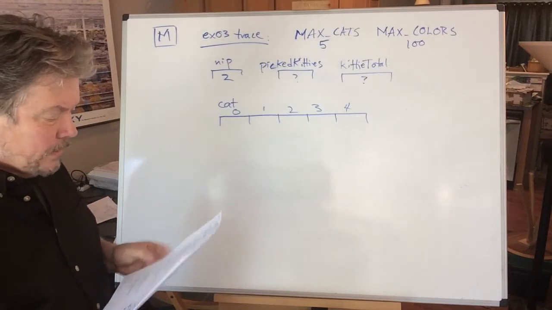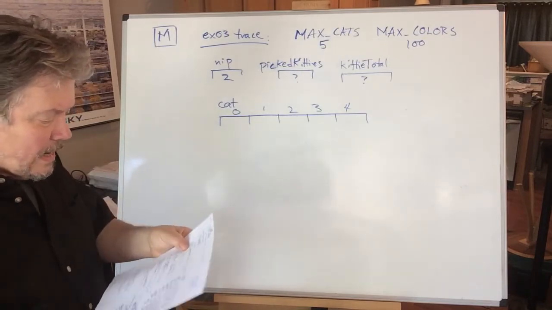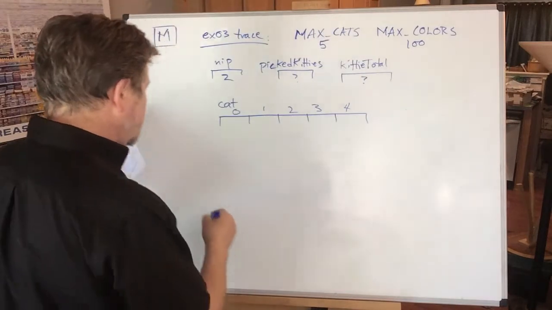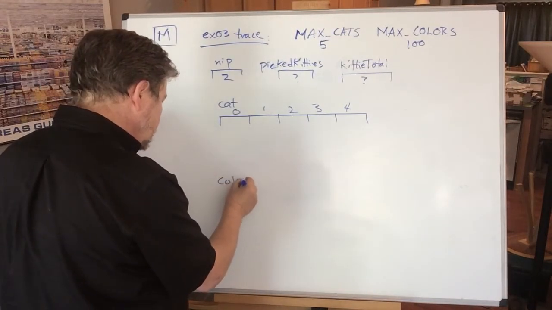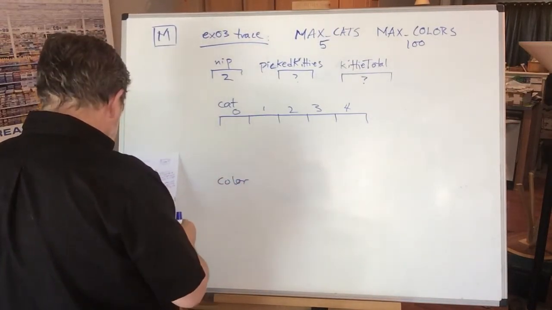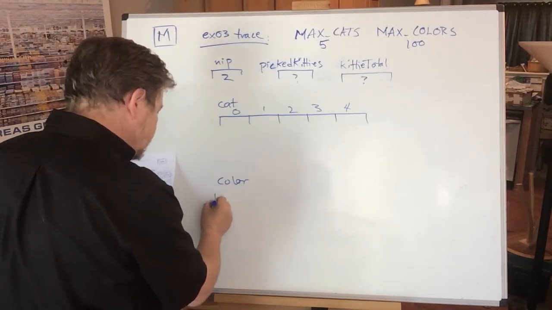What else we got? There's another array called color, C-O-L-O-R. This is also an array, but it's an array of strings, so I can put words in here.